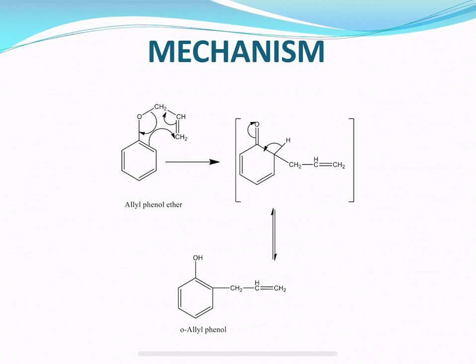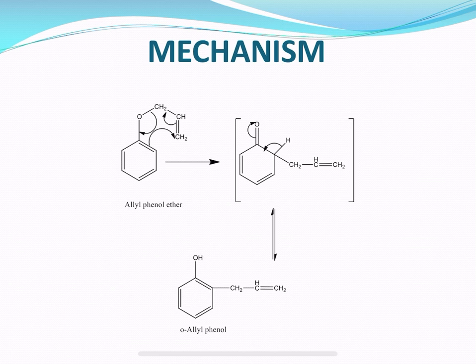The mechanism of the Claisen rearrangement is very simple. Why do I say it is very simple? Because the rearrangement involves a cyclic mechanism. There is an inversion of the allyl group during the rearrangement. If you observe the arrow marks that I have shown here, it is very clear that there is an inversion. That means a cyclic mechanism is going to be observed.